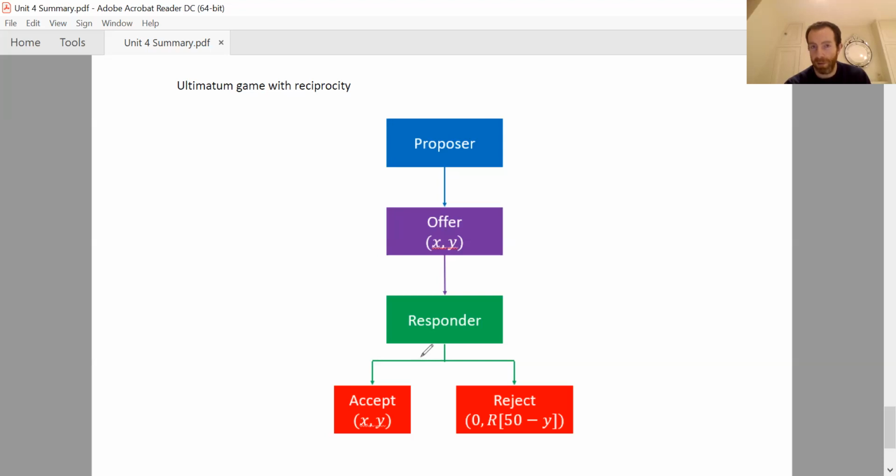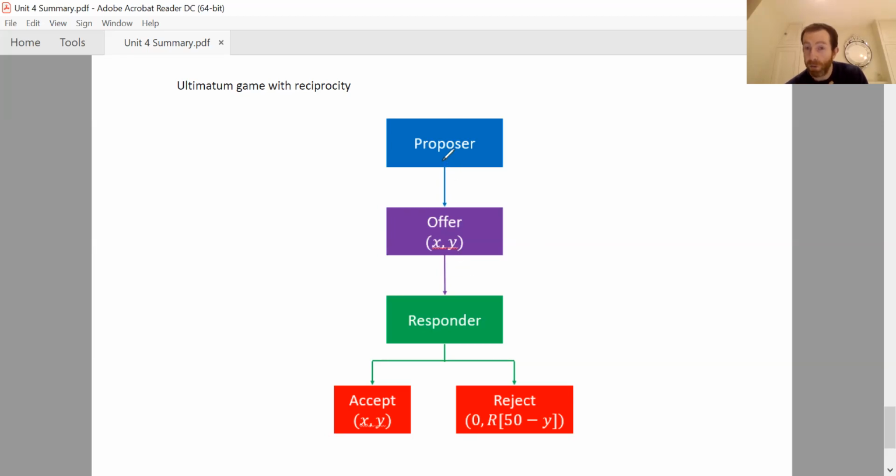So we're going to approach this in the same way, right? Start with the responder. The responder could accept and get some amount Y, or they reject, and the value they get from rejecting is R times 50 minus Y. So what we're going to do is think, well, what has to happen for them to accept? Now, why am I thinking about that?